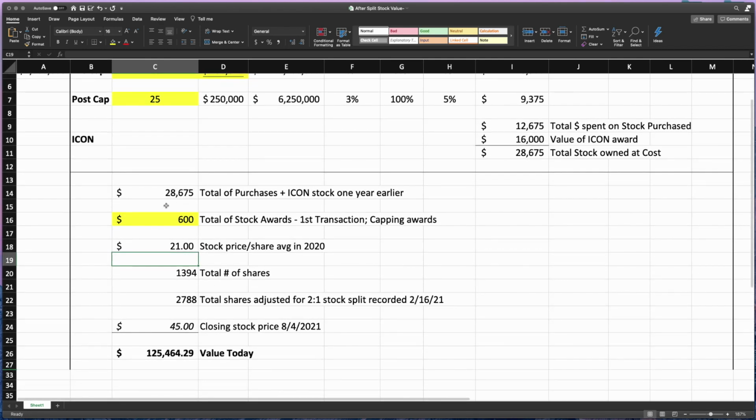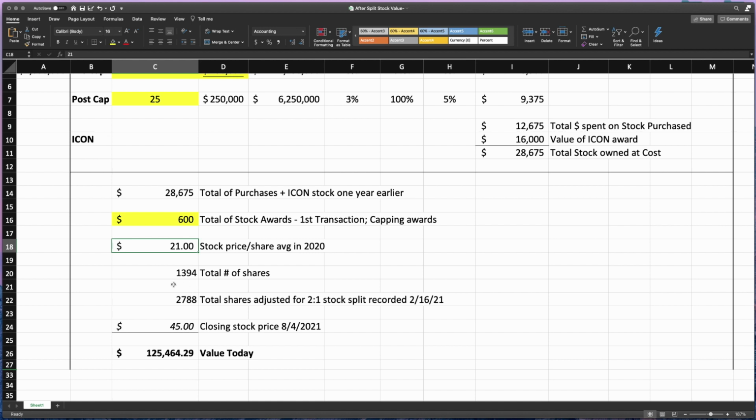So here are a couple other line items. The $600 worth of stock for the first transaction and also capping. Now, last year in 2020, the average price was about $21. We know that it actually took a run at the end of the year, but we're just going to put $21 in here. You can change this value for any of the years previous if you want.